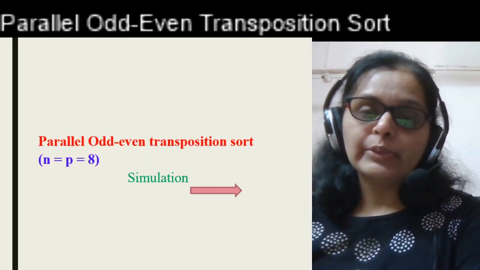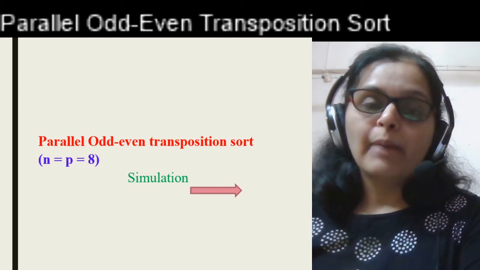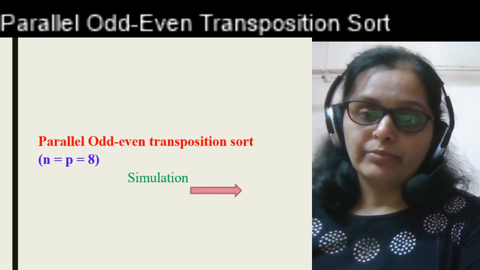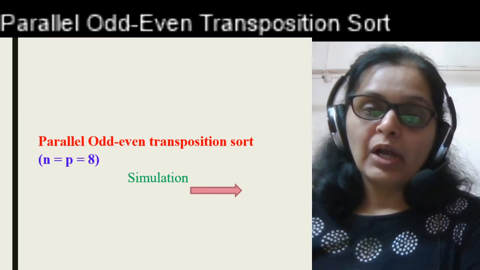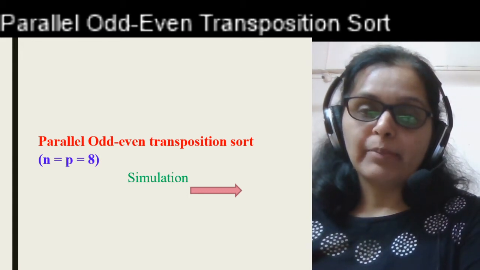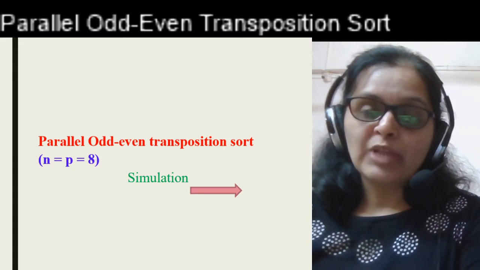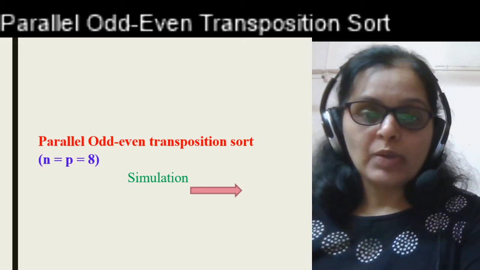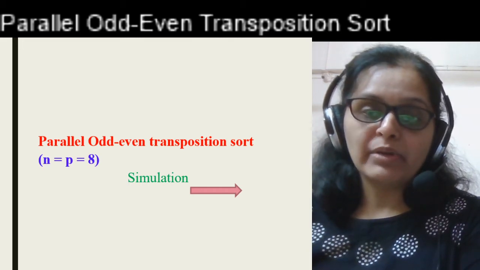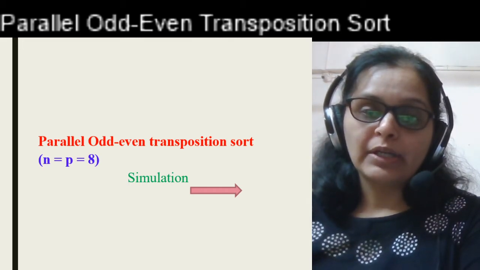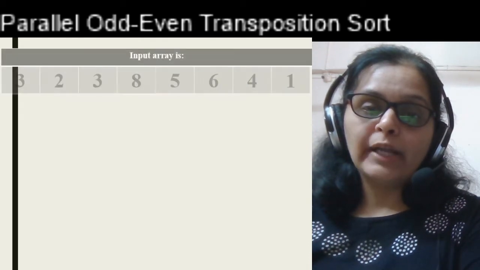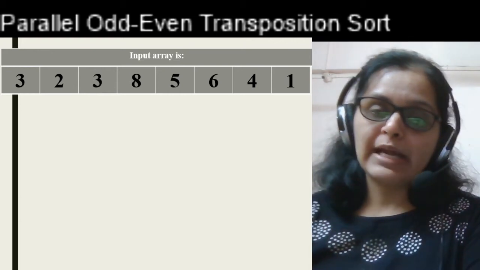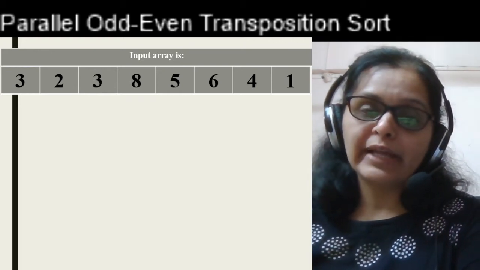Now I will show you the simulation of parallel odd even transposition sort using a linear array or ring and p processes. P I am assuming as n. So here I am assuming n is equal to p is equal to 8. So again number of processes is equal to number of elements to be sorted. So let us start. Input array is like this. Suppose some random numbers I have taken as the input, 8 numbers I have taken.